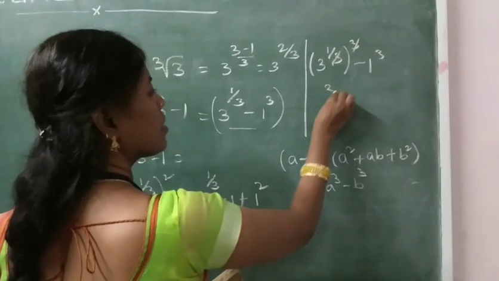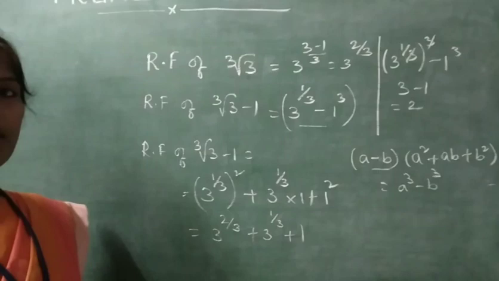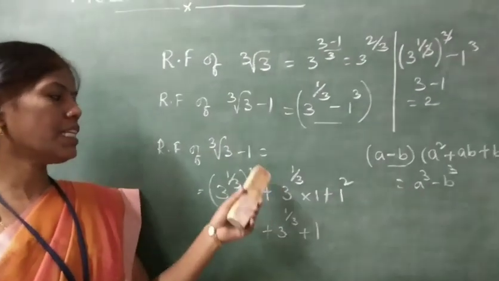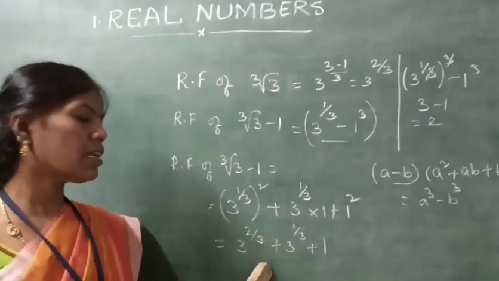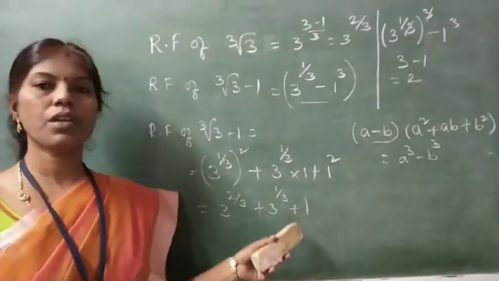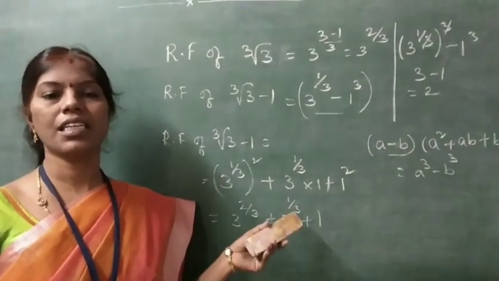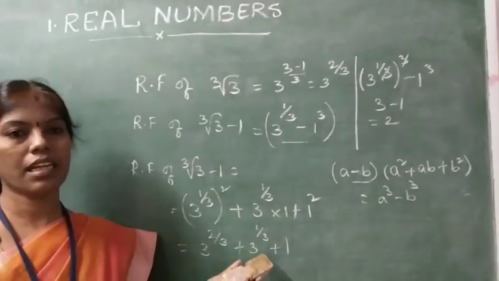3 gets cancelled. 3 minus 1 is equal to 2. 2 is a rational number. So this is the rationalizing factor. What is the rationalizing factor of cube root 3 minus 1? 3 power 2 by 3 plus 3 power 1 by 3 plus 1. So today we have learned about the rationalizing factor in detail. Thank you.